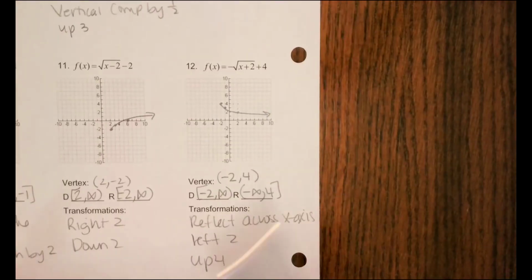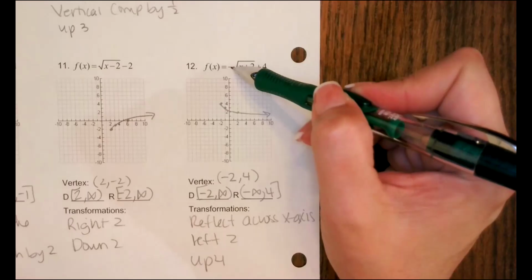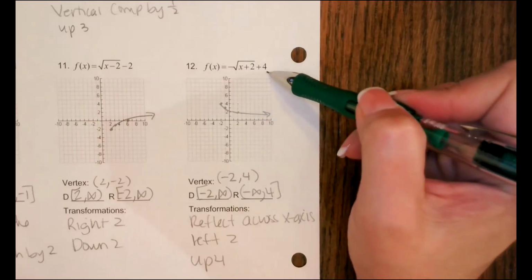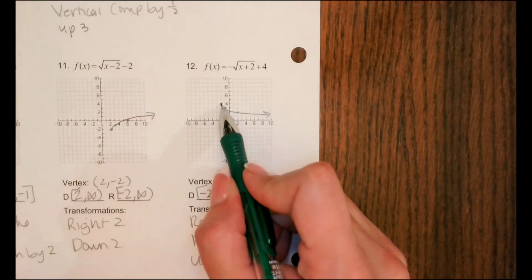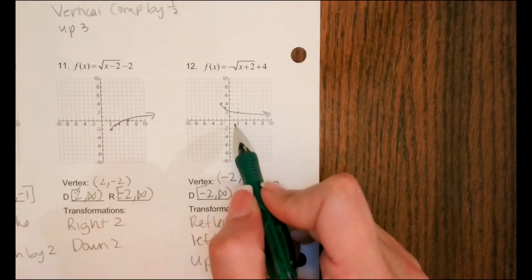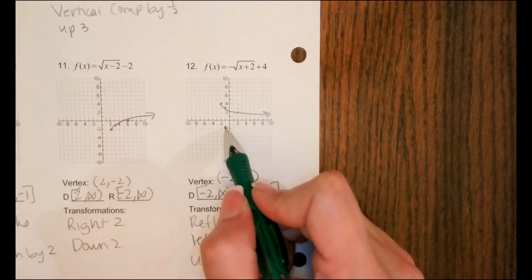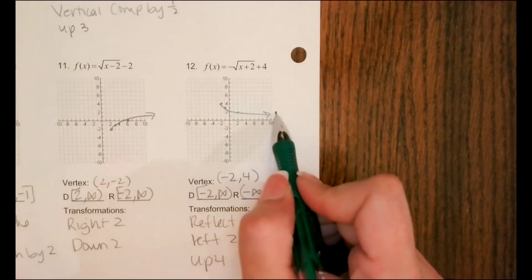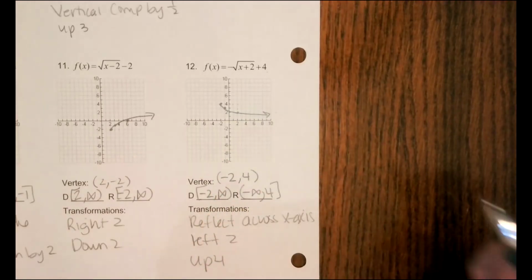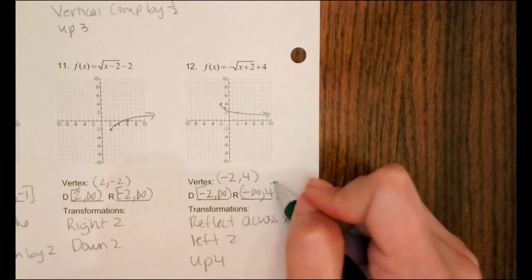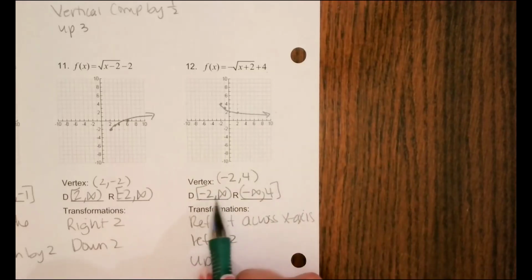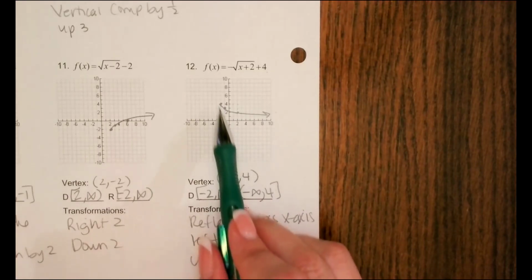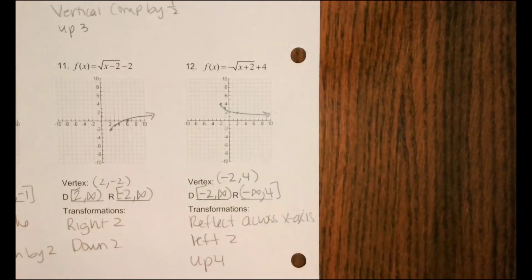All right, for number 12, we had a reflection across the x-axis, a left 2 and an up 4. And so our vertex that goes right here went to the left 2 and up 4. The point that was at 1, 1 reflected over the x-axis, moved to the left 2 and up 4, and so we get the curve facing downward this time. So that did change my range to negative infinity to 4. Now my domain is still from -2 to infinity because my first x value here is -2 and it goes forever to the right. So there is our transformations.